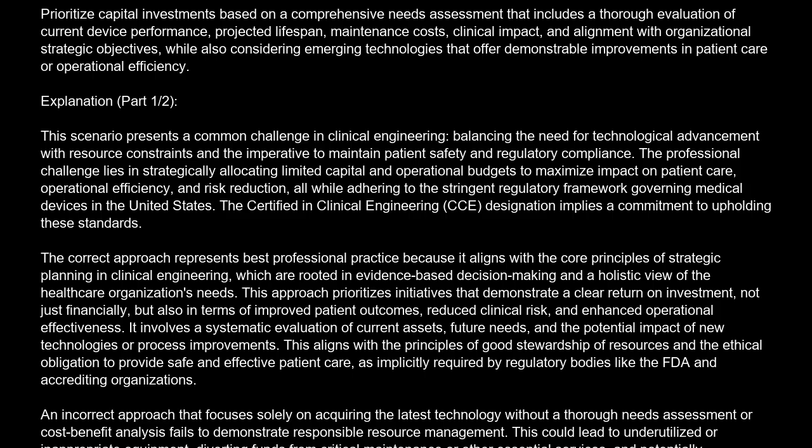It involves a systematic evaluation of current assets, future needs, and the potential impact of new technologies or process improvements. This aligns with the principles of good stewardship of resources and the ethical obligation to provide safe and effective patient care, as implicitly required by regulatory bodies like the FDA and accrediting organizations.